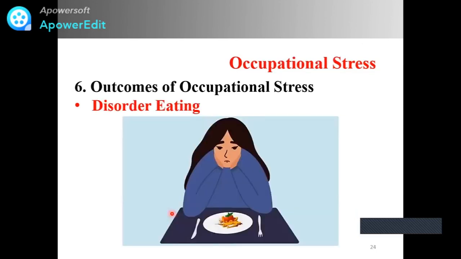Disordered eating. Disordered eating can include behavior that reflects many but not all of the symptoms of feeding and eating disorders such as anorexia, binge eating disorder, or other specified feeding and eating disorder. It can present behaviors such as loss of appetite or excessive eating.